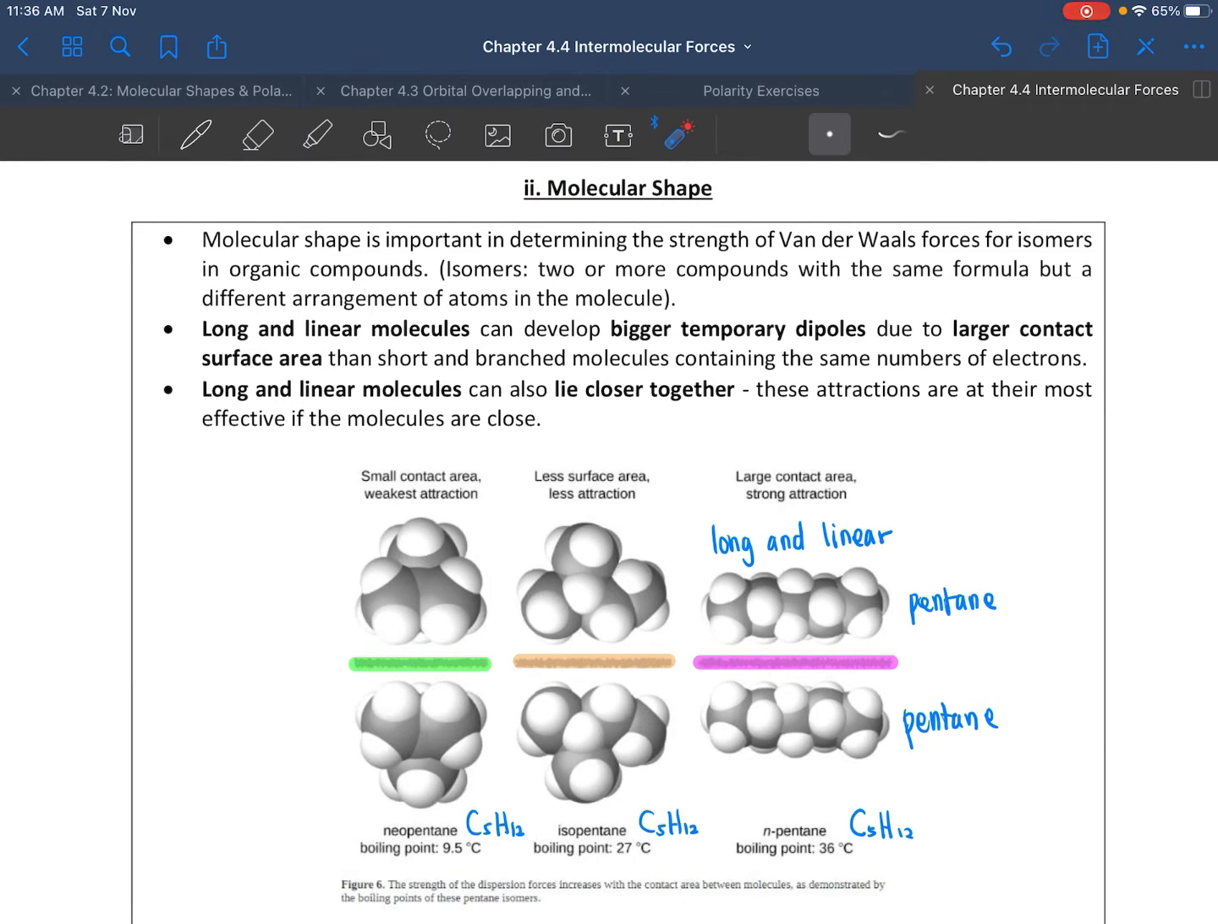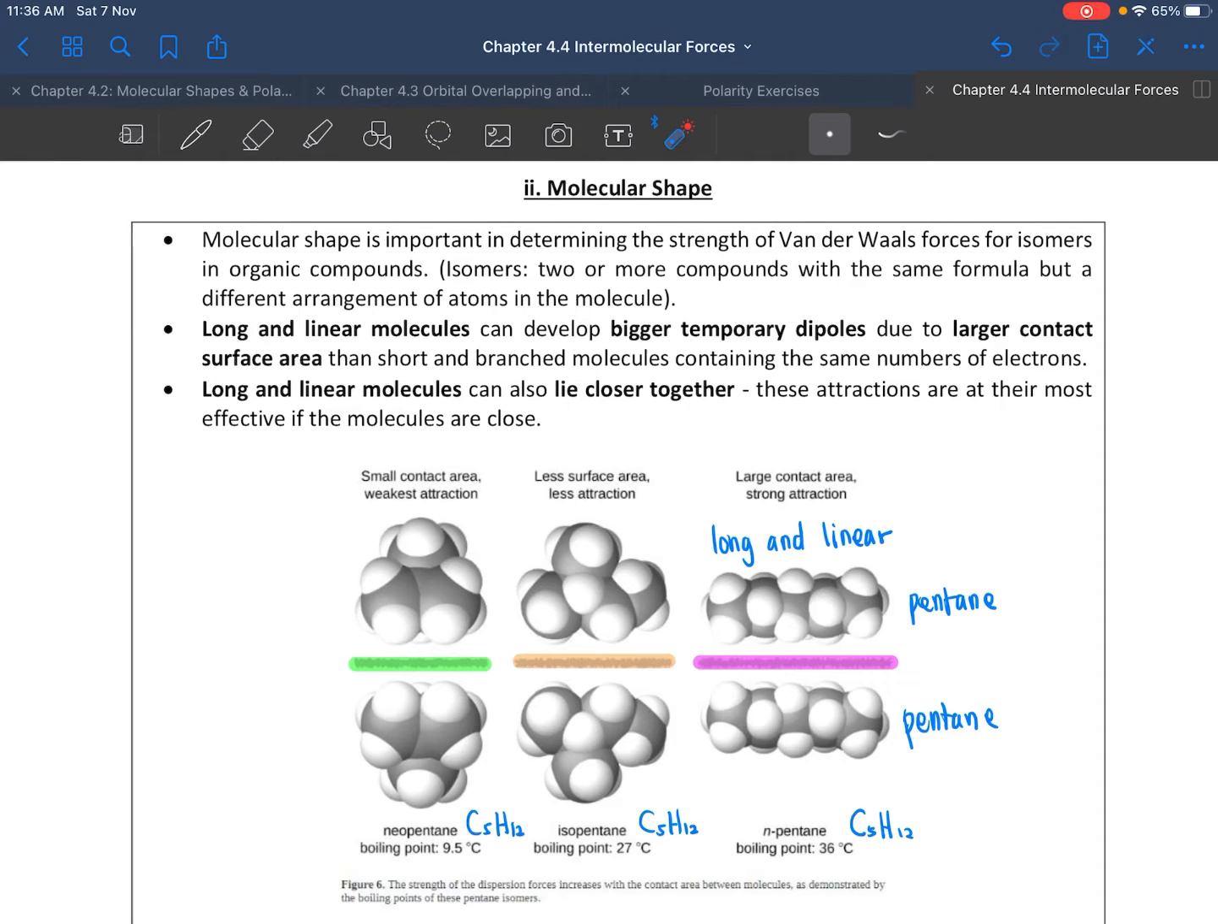Okay, and then molecular shape is important in determining the strength of van der Waals forces for isomers in organic compound. Okay, so molecular shape ni penting untuk determine strength of van der Waals forces untuk isomer. Okay, so what is isomer? Isomer adalah two or more compound with the same formula but a different arrangement of atoms in the molecule.